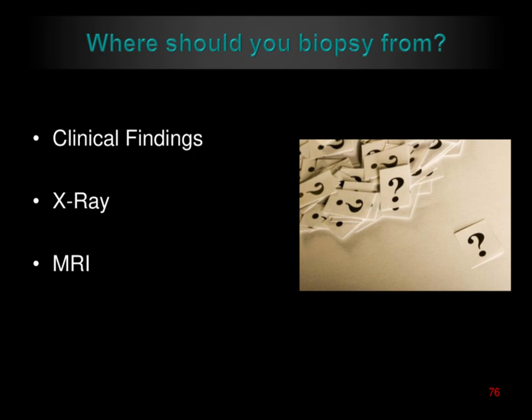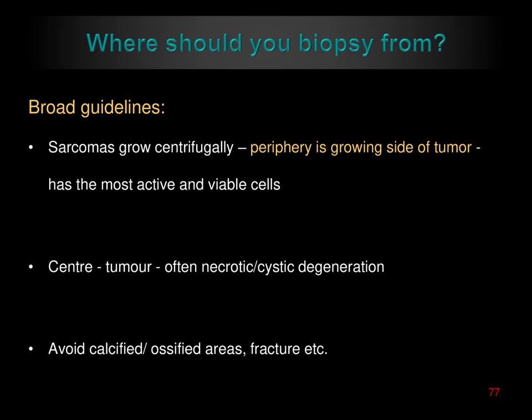Next, you should know where you should biopsy from based on the clinical findings, the X-ray findings and the MRI imaging. So these are the broad guidelines. Sarcomas grow centrifugally, so the periphery is the growing side of the tumor, and has the most active and viable cells. That doesn't mean you should sample from the extreme periphery. Periphery means, we generally mean the outer side of a globular mass.